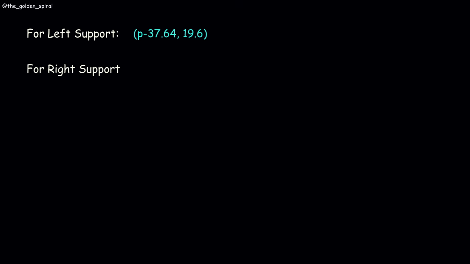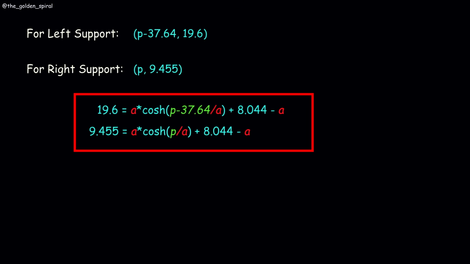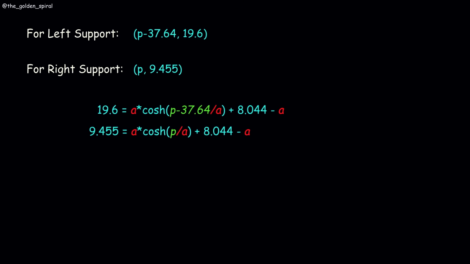Although in terms of p, if we put these vertices in our equation, we have these two equations in two unknowns, that is p and a. But the catch is that these two equations are not just linear equations in two variables. These have this hyperbolic cosine function there. So any conventional method that we have learned in school is not going to help us to solve this equation.